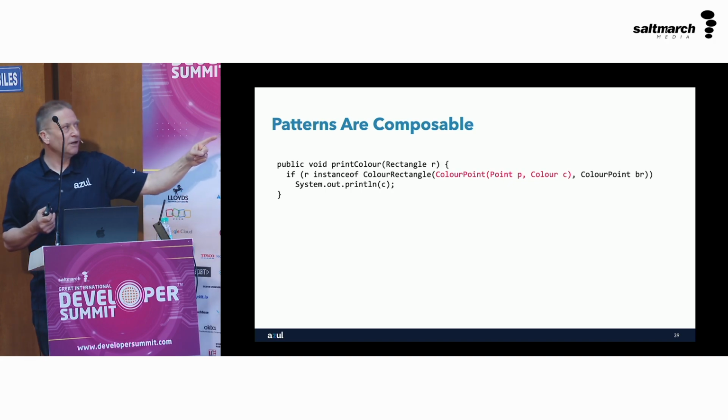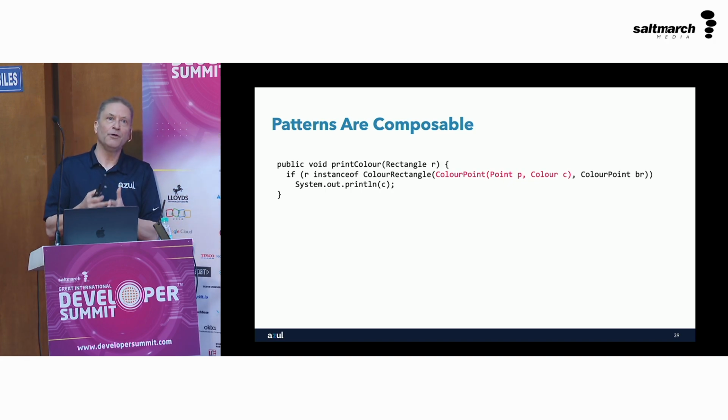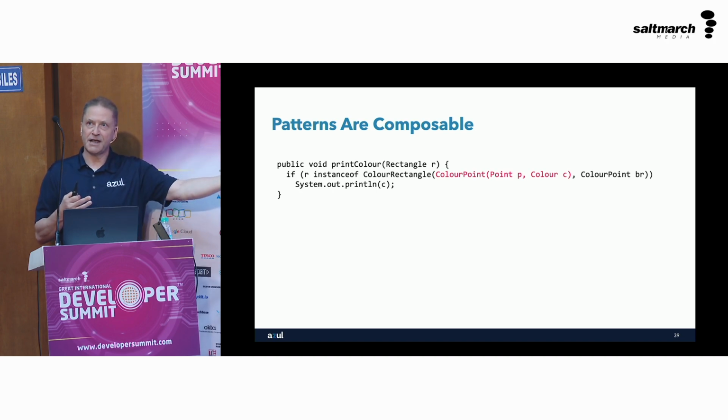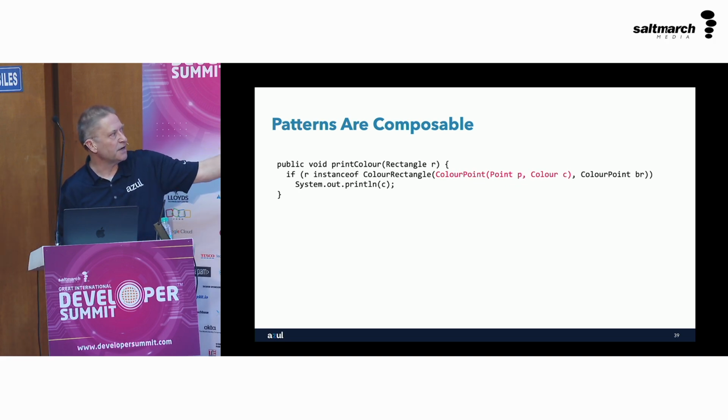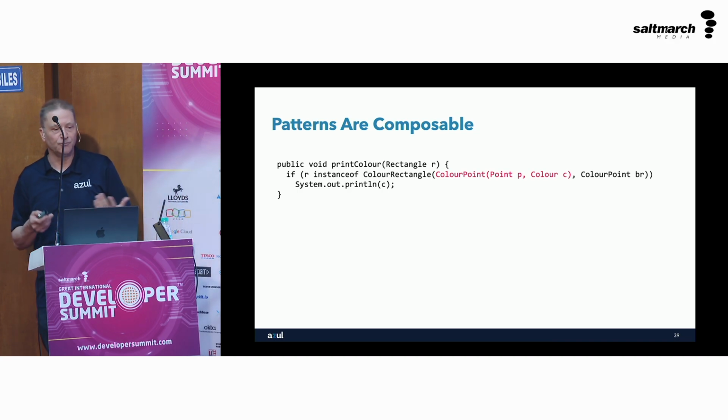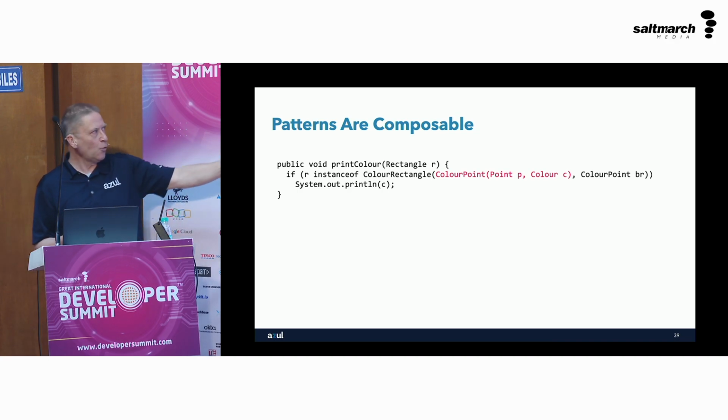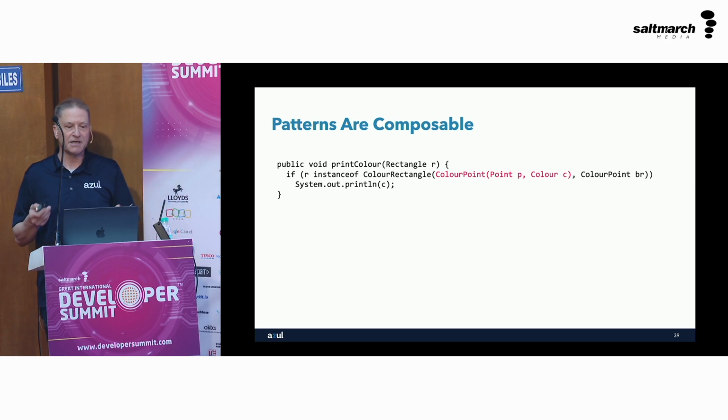And interestingly, we don't have to use the same variable names if we had a different declaration outside of this. So we can change the variable names as much as we want, which is because then we can simplify it and say color point P, color C, and color point BR as the bottom right. Now we only have to print out C. So we've got access directly to the one thing that we want to use.